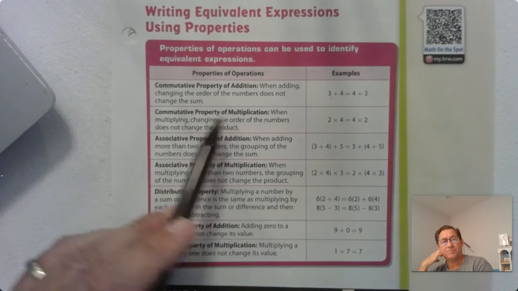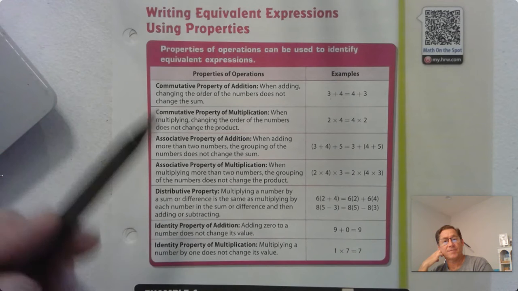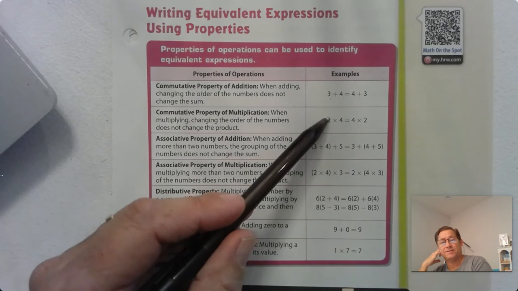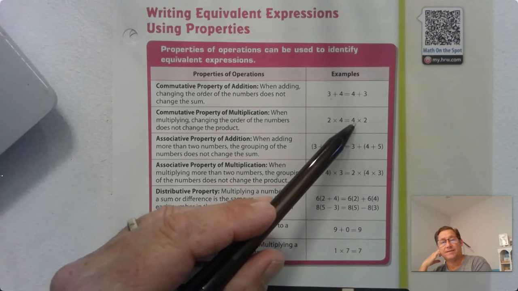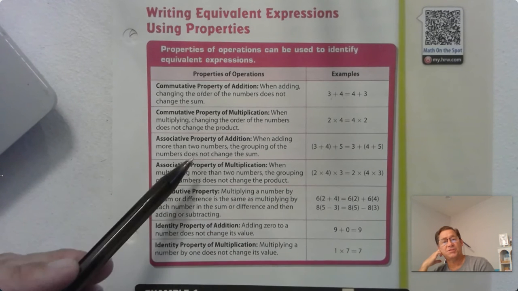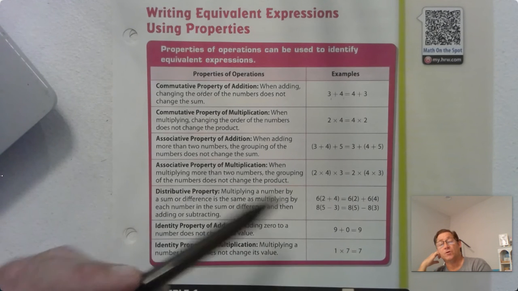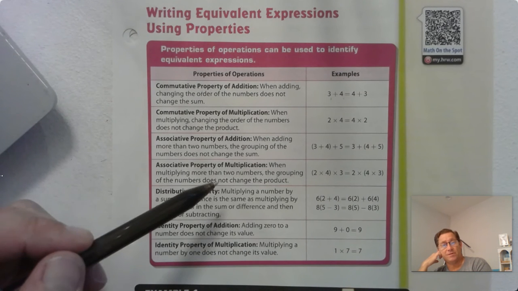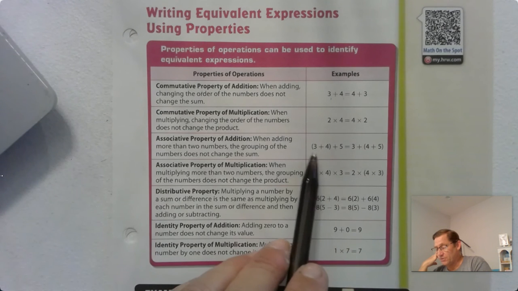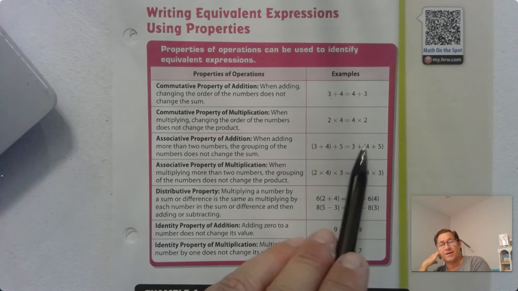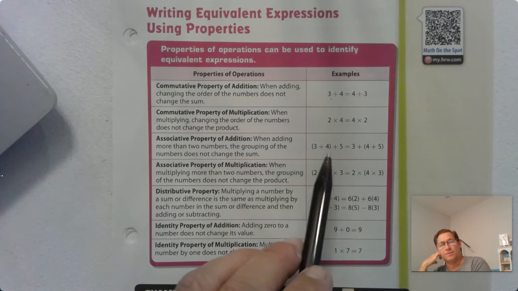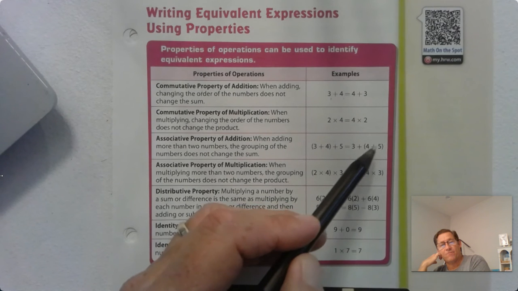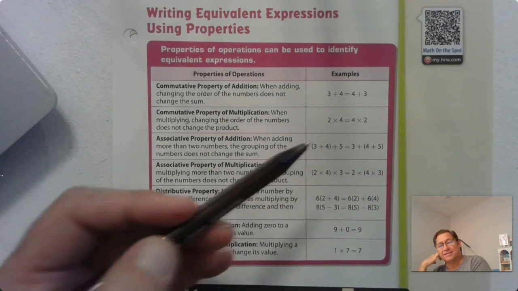Commutative property of multiplication is the same thing as this, except with multiplication. So when multiplying, changing the order of the numbers does not change the product. Here, 2 times 4 will give me the same product as 4 times 2. The associative property of addition, also known as the grouping property. So when adding more than 2 numbers, the grouping of the numbers does not change the sum. So here you'll notice that we have 3, 4, 5, 3, 4, 5. So the numbers are in exactly the same order. The only difference is how they're grouped. Here we have 3 plus 4 grouped, and on this side we have 4 and 5 grouped. But you'll still get the same sum.